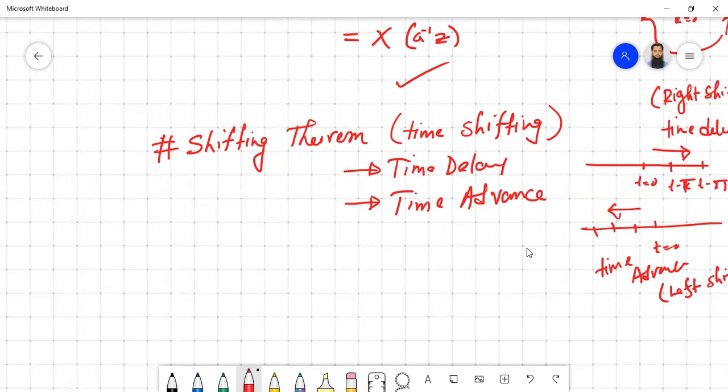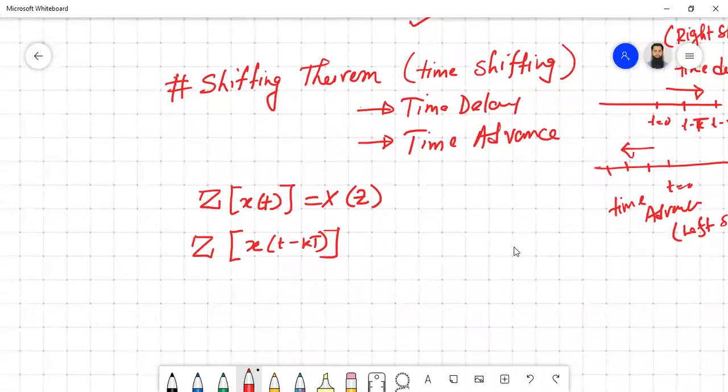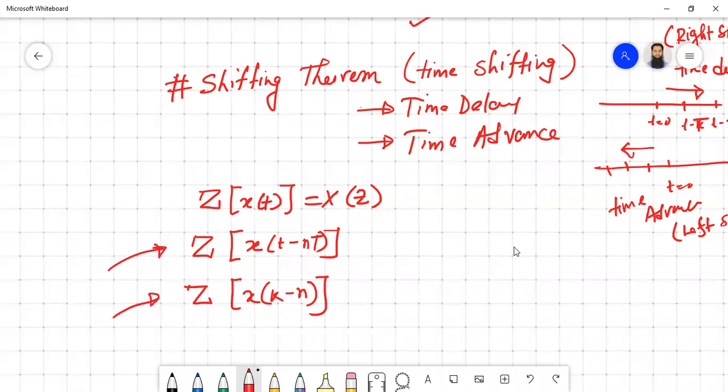Again, the same theorem, same initial conditions: if the Z transformation of x(t) gives you X(z), then the Z transformation of a signal delayed by any parameter nT, or simply you can write k minus n, it's up to you which one you prefer. Either you can write x(t minus nT) shifted, this is one way, or you can write x shifted by n amount, or k minus n simply. So this is for the sampled time function, and this is for your number sequence.